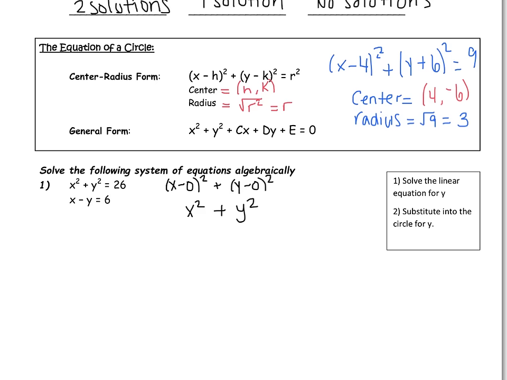Okay, so how would I go about doing this? The easiest way to do it is through these steps right here. Always take the linear equation, which is this guy, and solve it for y, and then substitute it into the circle, wherever you see a y. So let's take this linear equation, which I'm going to circle in red, x minus y equals 6, and let's solve for y. So let's subtract x. What are you left with? You should be saying negative y equals negative x plus 6. Okay, now how do I get rid of this negative 1 here in front? You should be saying divide by negative 1.